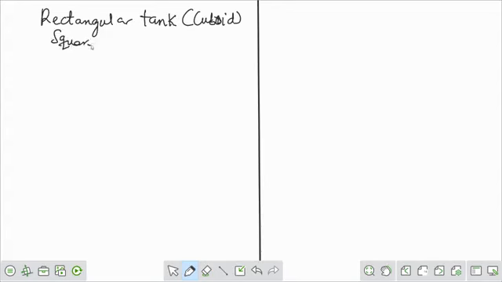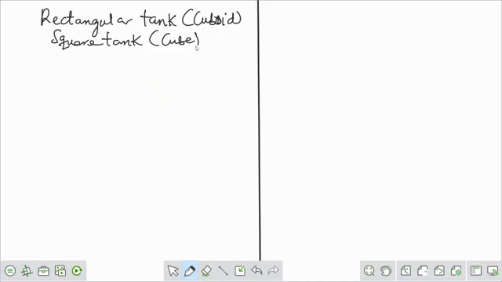So a rectangular tank, you may see in the question, whenever they say we have a rectangular tank, it is just like a cuboid. So you just use the formula for a cuboid. Please don't let them confuse you. Or if they say square tank, a square tank will be a cube. Please know that.